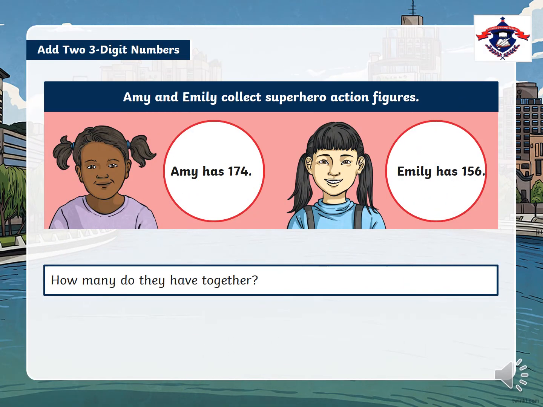Let's do this word problem. Amy and Emily collected some superhero action figures. Amy has 174 while Emily has 156 action cards. So how many do they have together? While adding these two numbers, you get the answer 330.